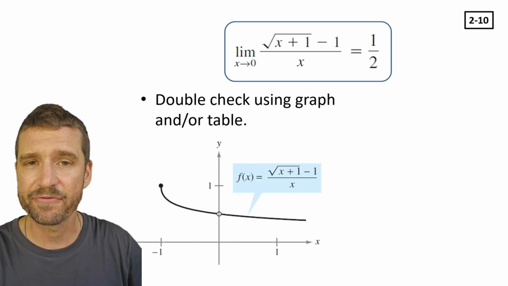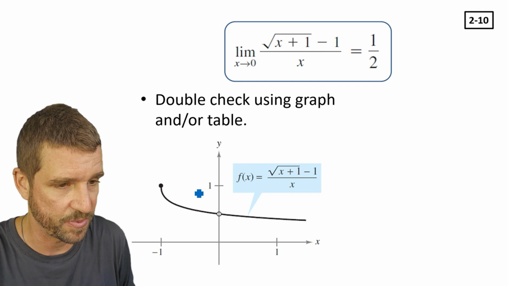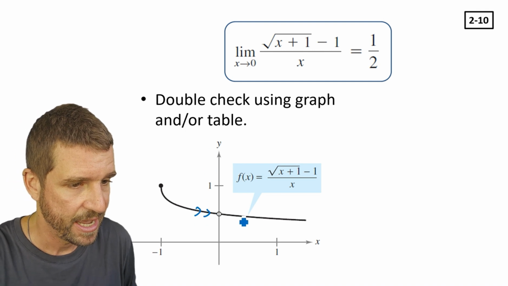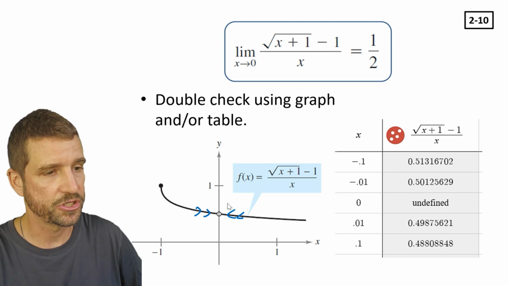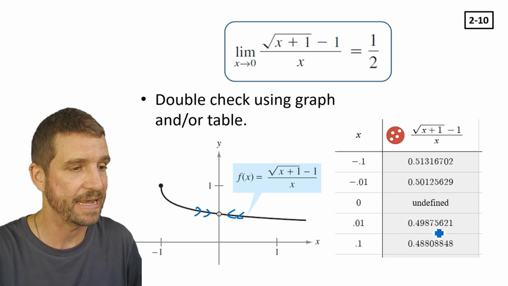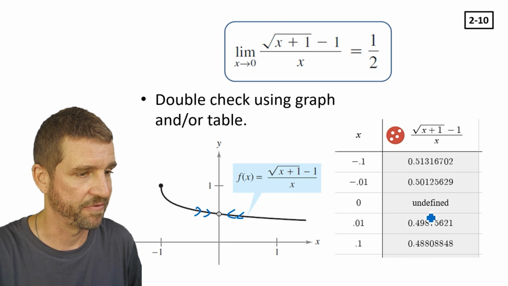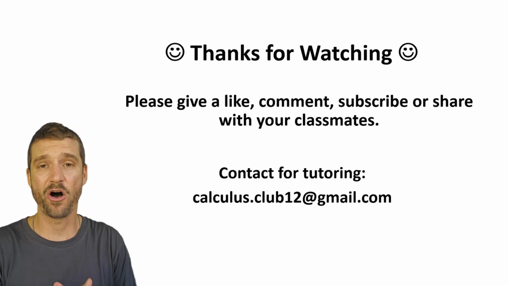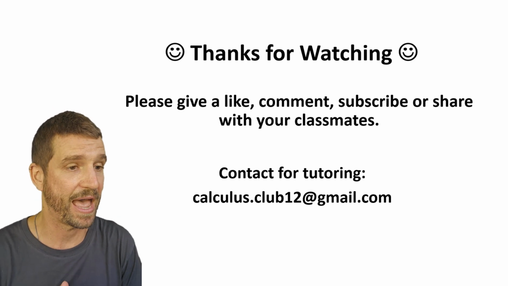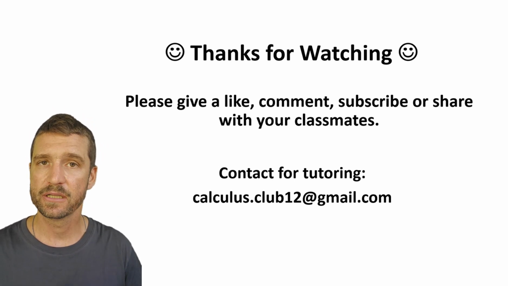So yeah, if you graphed it, you should have got something that looks like this, and we can clearly see the limit as we approach 0 from the left and from the right equals 1/2. Also, if you check it with the table, you'll see that both of these are getting closer to 0.5. All right? So yeah, that's all for the algebraic analysis of limits.